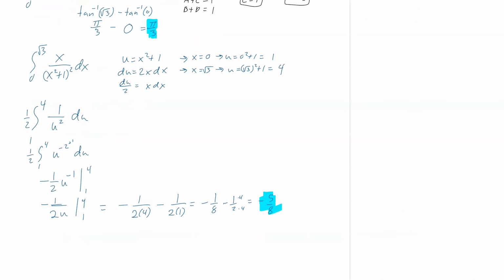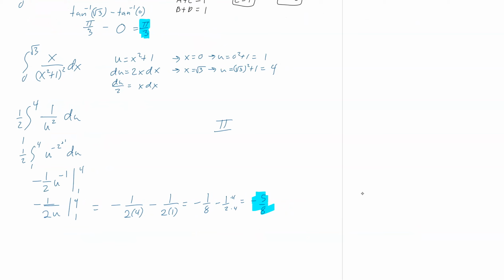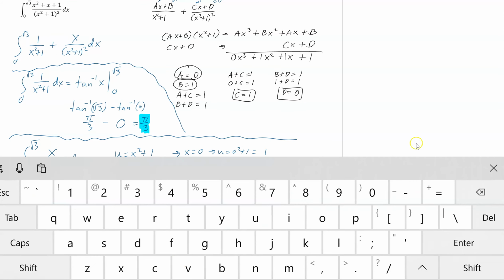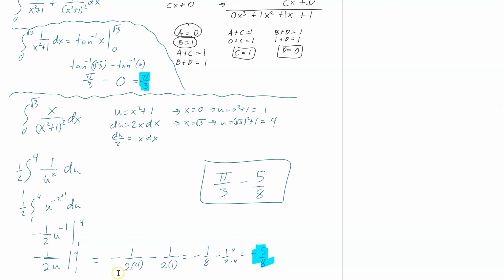Now we just have to put them together. So we end up with pi over 3 minus 5/8. That is our answer. So I'm going to put a little squiggly line here. And a little squiggly line there. So we have them broken off. And now we still need to check them. So let's plug in our calculator.